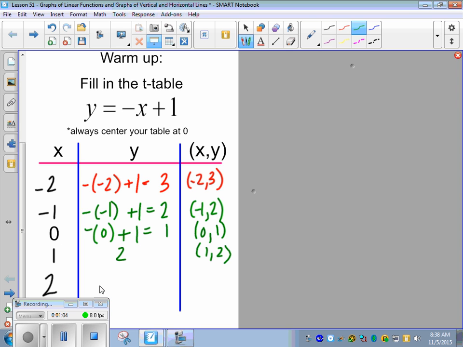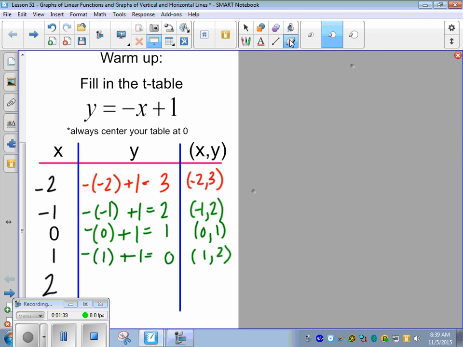And Evie, what'd you get for your y for 2? Negative what? Oh. Let's plug this in. Negative times 1 plus 1 equals 0. Yeah, our chart started looking a little funky, right? It didn't really look like a line anymore. How can you guys tell, too, that we got off? What's the pattern here? 3, 2, 1, 0.